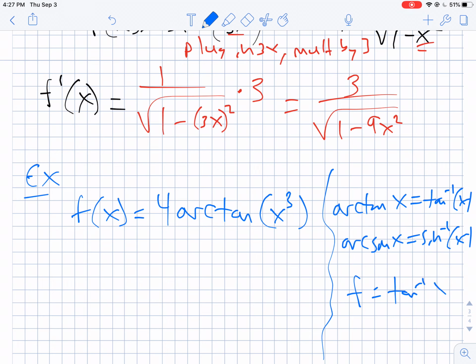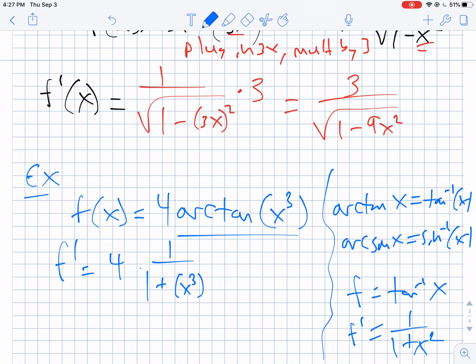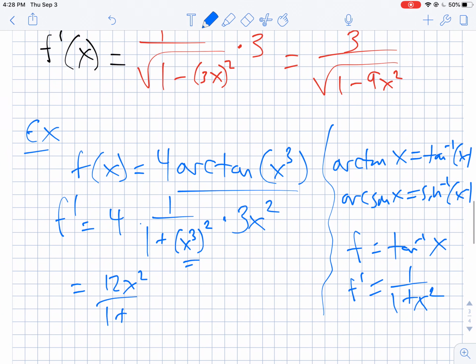Okay, so again, we'll start with the derivative for inverse tangent. I'm a good student, so I've already memorized that it's 1 over 1 plus x squared. So if I take my derivative here, the 4 stays in front. The derivative of arctangent, or inverse tangent, is 1 over 1 plus x squared, but because of the chain rule, it's 1 over 1 plus x cubed squared. And then by the chain rule, I multiply by the derivative of x cubed, which is 3x squared. So I might clean this up to be 12x squared divided by 1 plus x to the 6th power. Okay, so that's how you work with these derivatives.